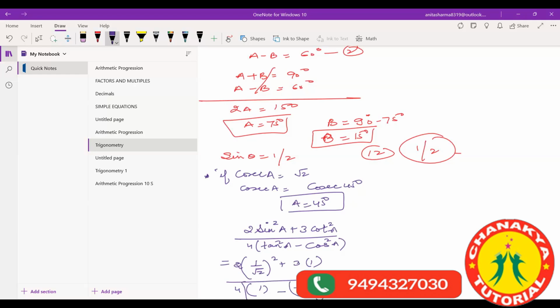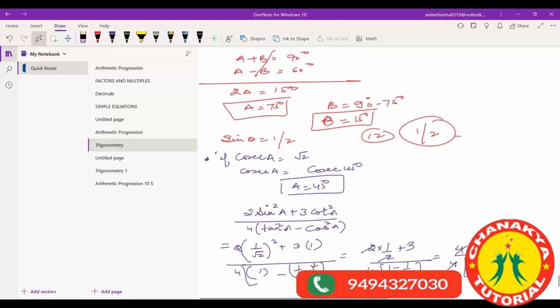Now, solve it. 2 sine square, so 2 into 1 by 2 plus 3 divided by 4 into 1 minus 1 by 2. Okay. So, 2 cancel, 3 plus 1, 4 divided by 4 into 1 minus 1 by 2, it will be 1 by 2 only. 4 cancels, so answer will be 2. Understood? Yes, ma'am.